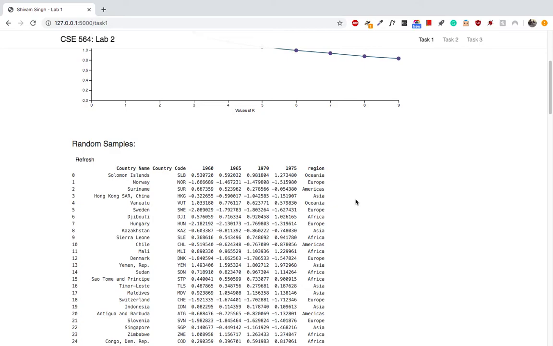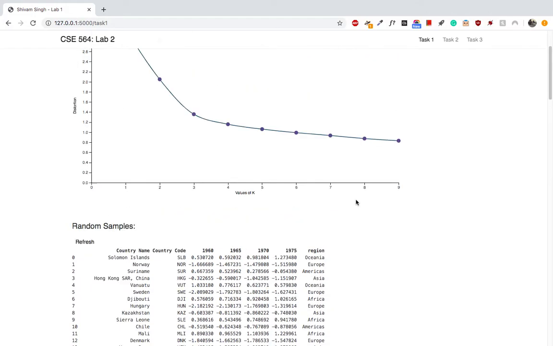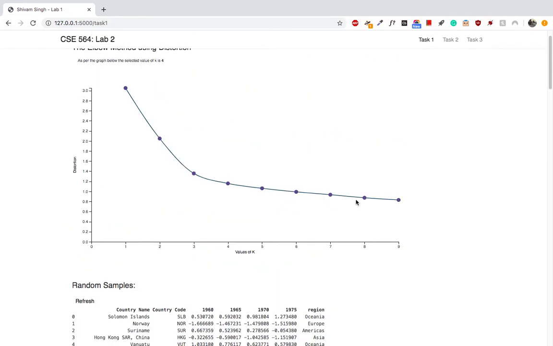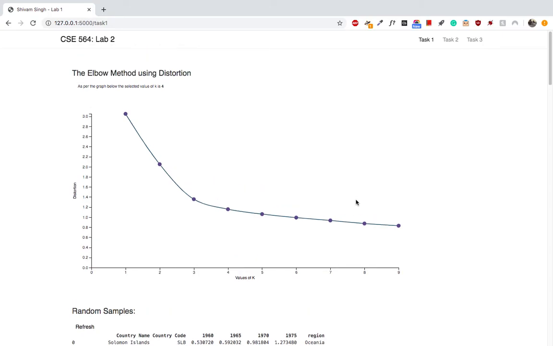For stratified sampling, the total data set is divided into separate groups called strata. In order to divide my data set into different strata, I have used the k-means clustering technique. Now to determine the optimal value of k, I have used the elbow method.